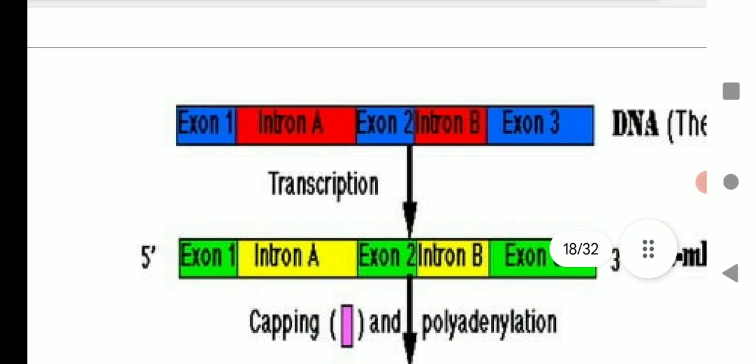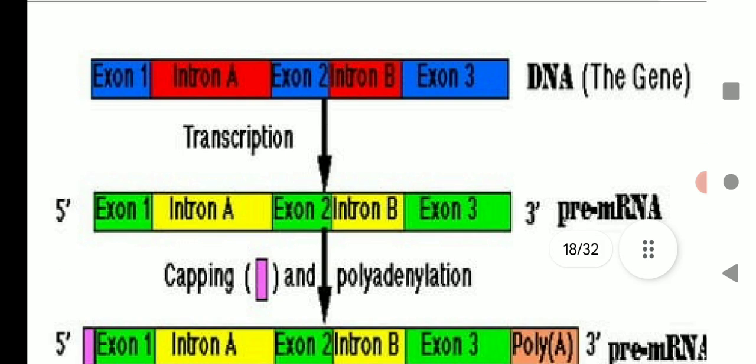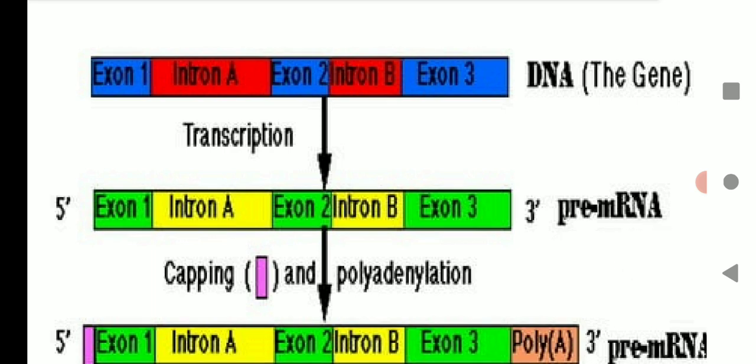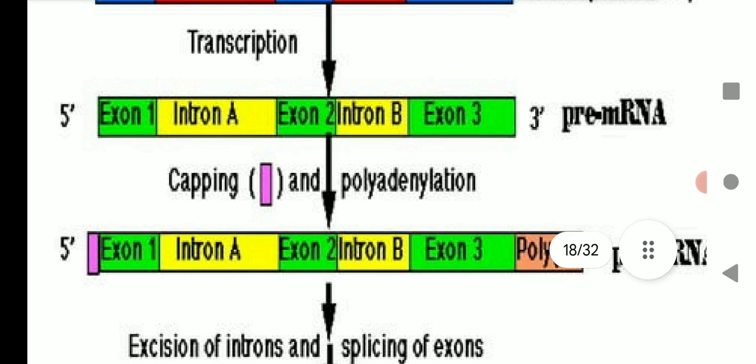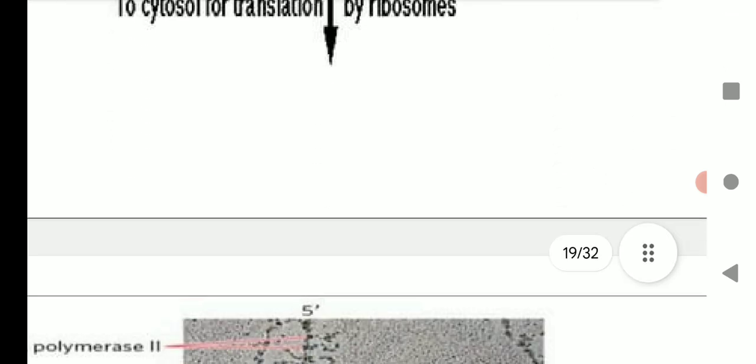Here we can see that from the DNA you can see exon 1 and 2 with introns in between. By splicing, the introns A and B are eliminated, and capping is done for the pre-mRNA, along with polyadenylation. Excision of the introns is the splicing mechanism, and we can see that the mature mRNA contains a 7-methyl-guanosine cap at the 5' end and the poly A at the 3' end. Then only it is transported to the cytoplasm for translation by the ribosome.